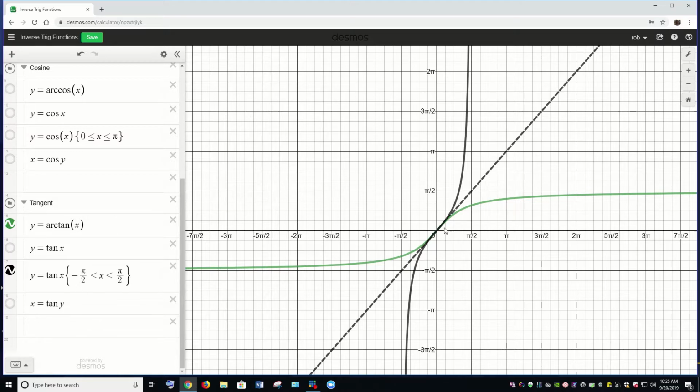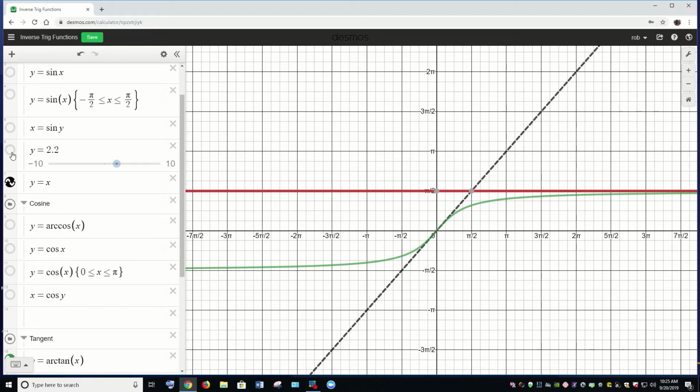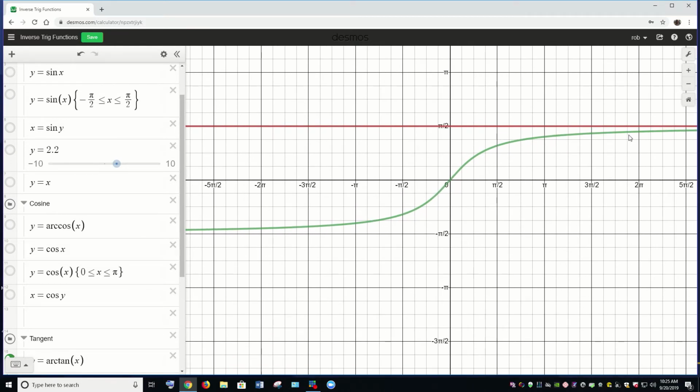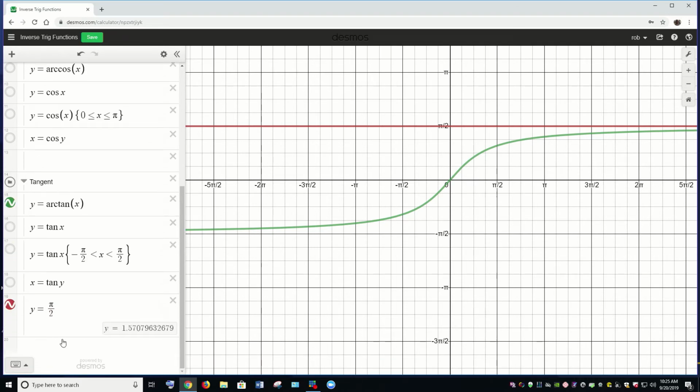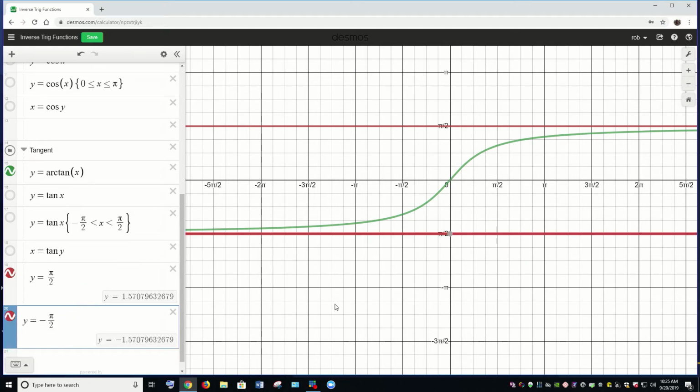So if you take the limit of inverse tan all the way out to positive infinity, you're going to run up against pi over 2 there. That red line is the horizontal asymptote. So let's turn off tangent and y equal x for a second. Just focus on the inverse tan. So there's inverse tan. So out at infinity, inverse tan's approaching pi over 2. And at negative infinity, it's approaching negative pi over 2.